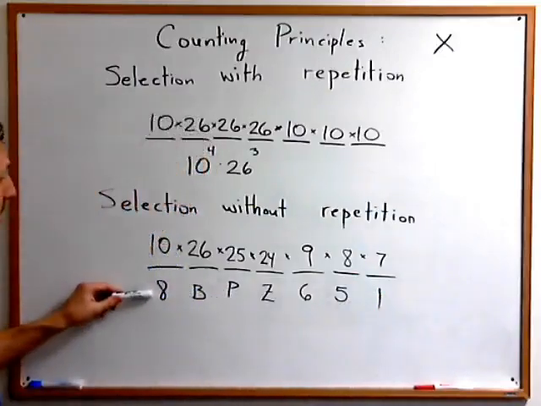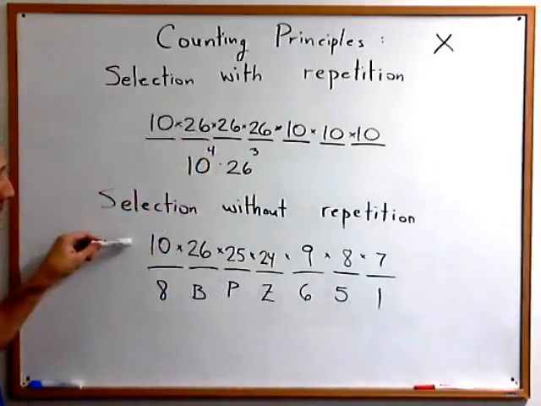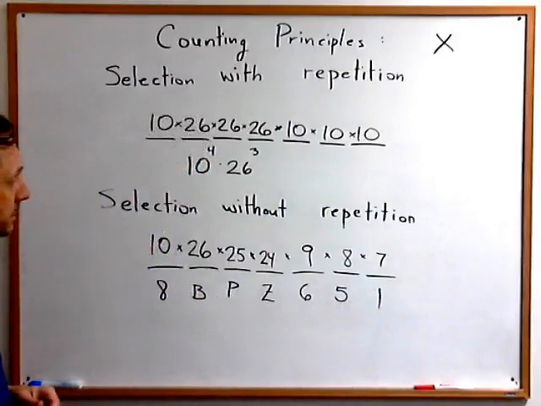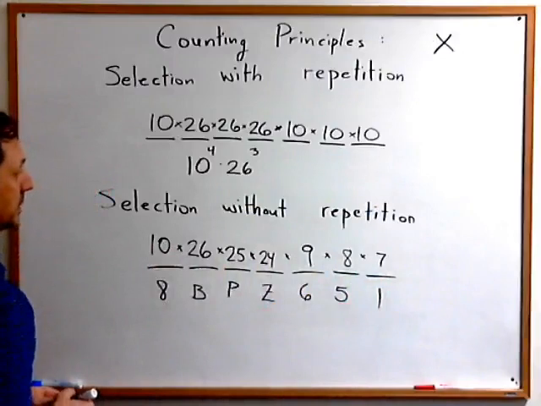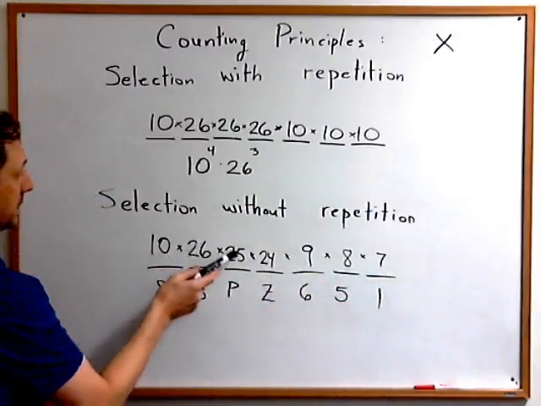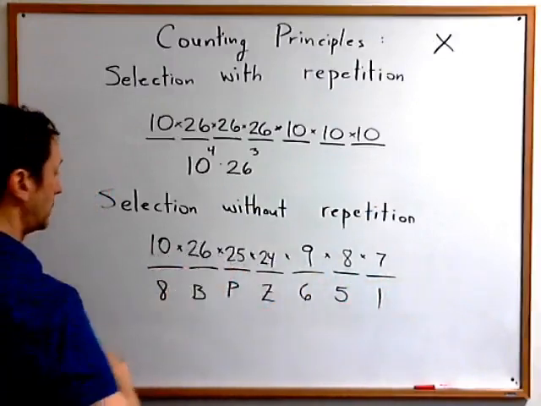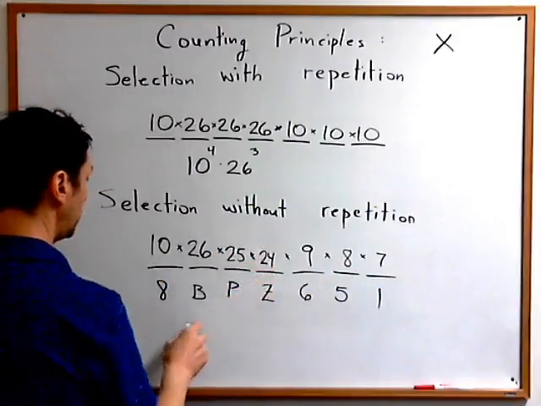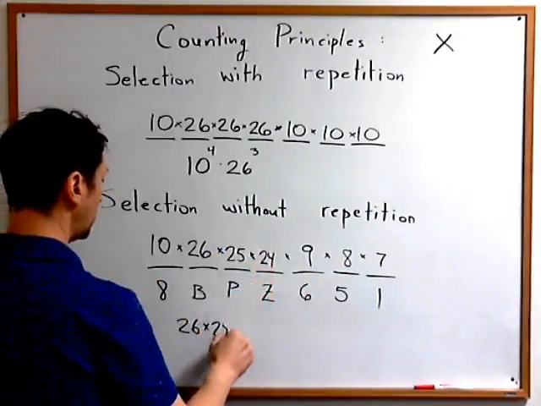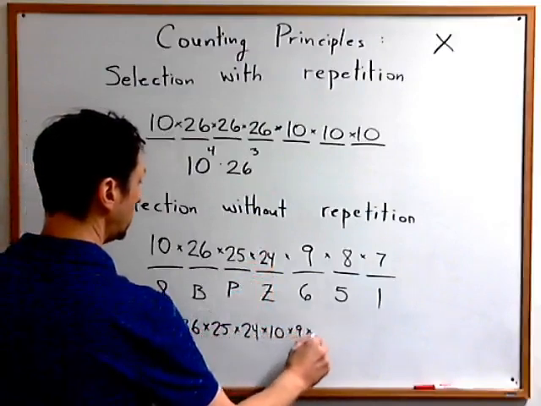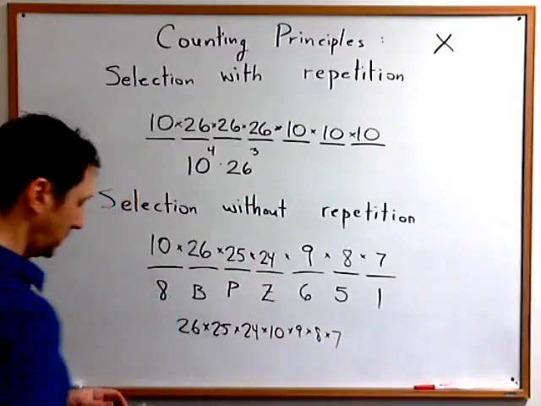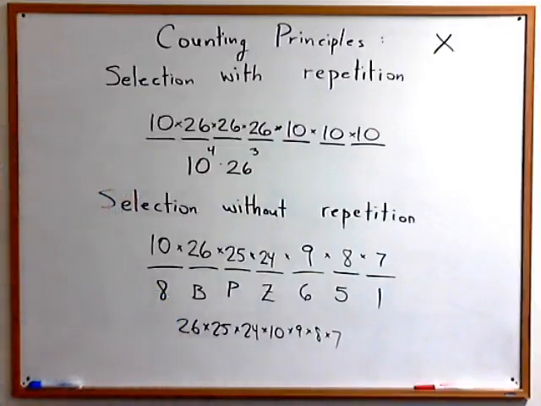Okay, so this is an example of a license plate, and this counts the number of ways to create it. So this time we don't end up with powers because these numbers are not repeated. But again, we see descending integers. 26, 25, 24. If we put them in order. 10, 9, 8, 7. So that's kind of a sign that we're selecting without repetition. We get descending integers.